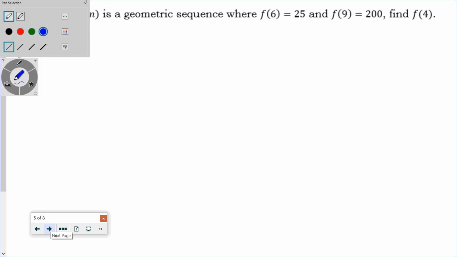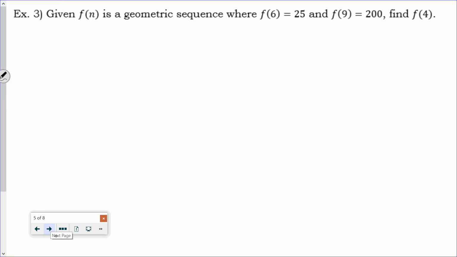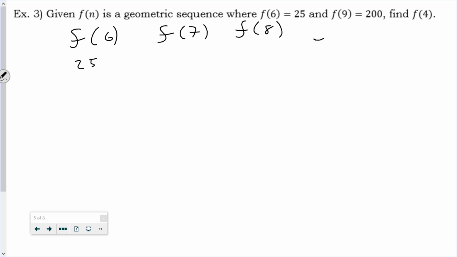So example 3. Given f of n is a geometric sequence where f of 6 equals 25 and f of 9 equals 200, find f of 4. All right, so the first thing I'm going to do is just write out my sequence. I know that f of 6 is going to be 25. I don't know what f of 7 is. I don't know what f of 8 is. And I do know what f of 9 is. That's 200.